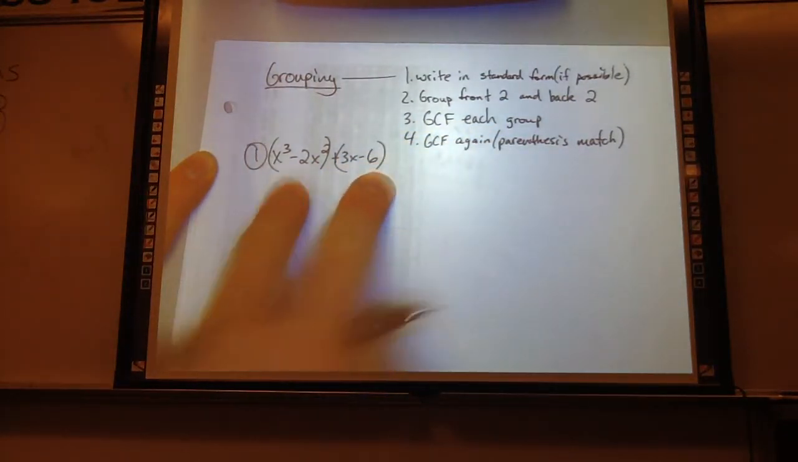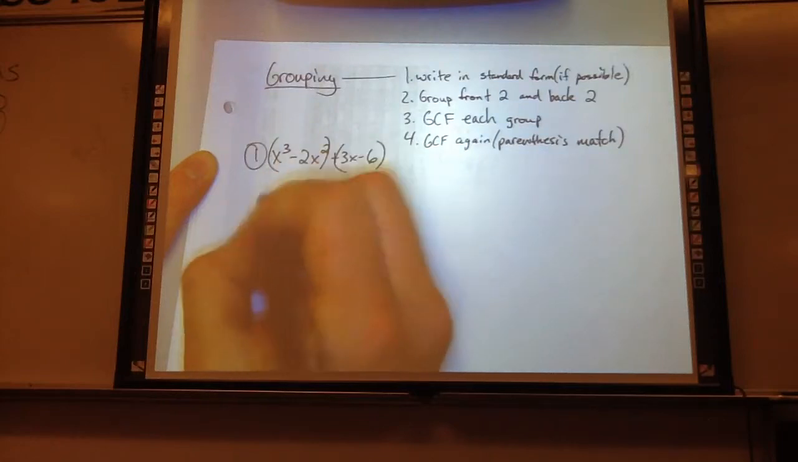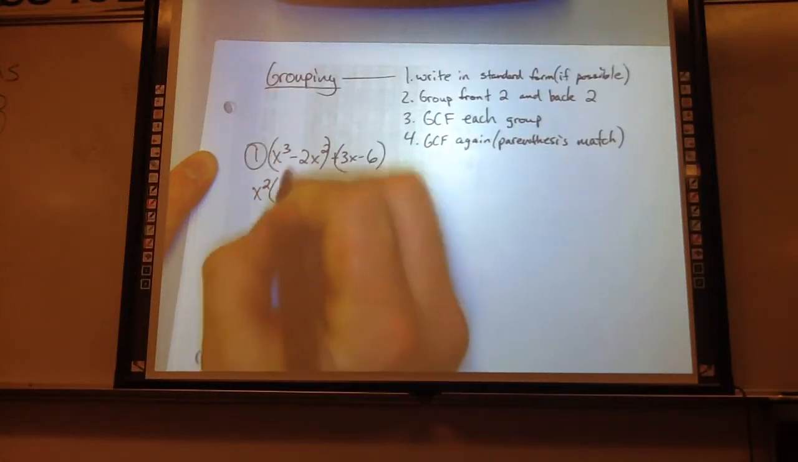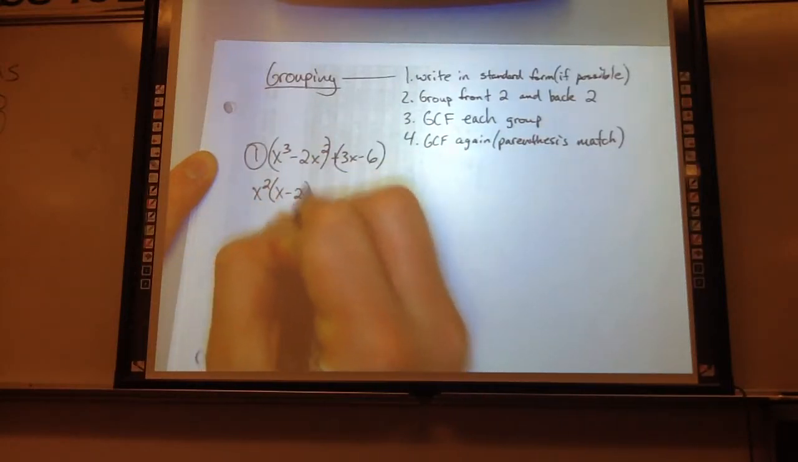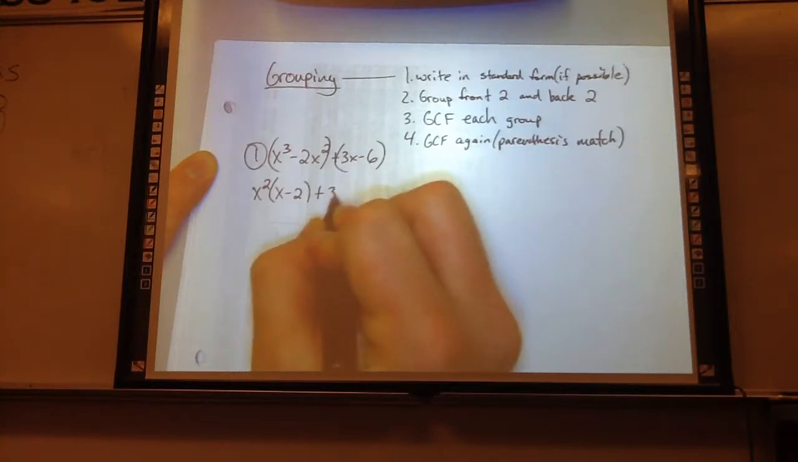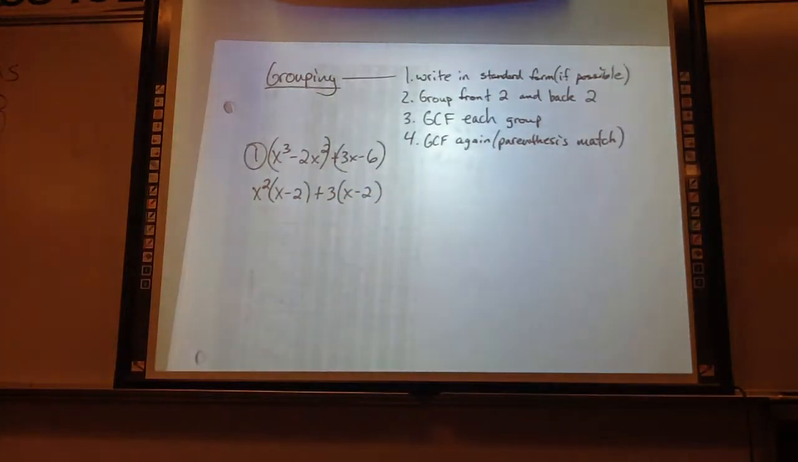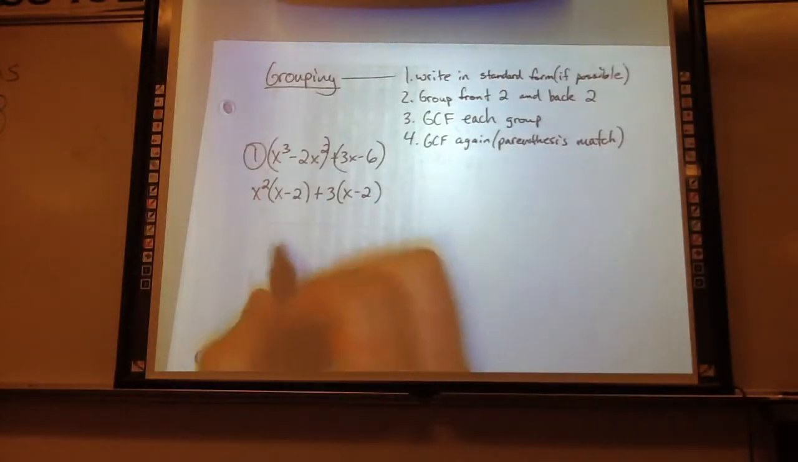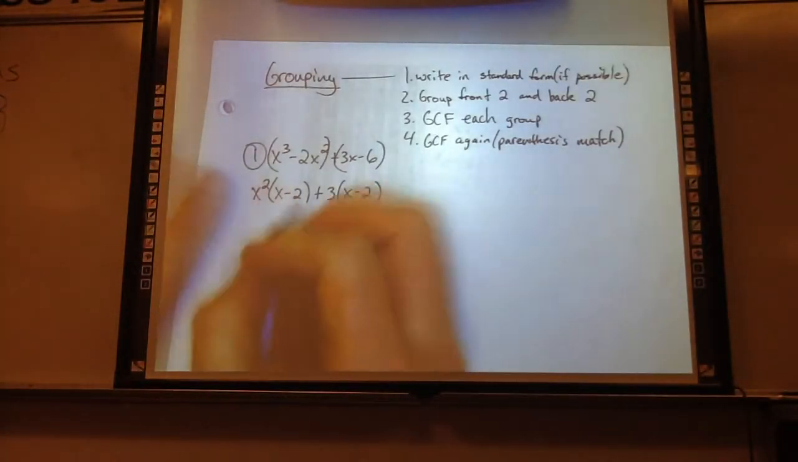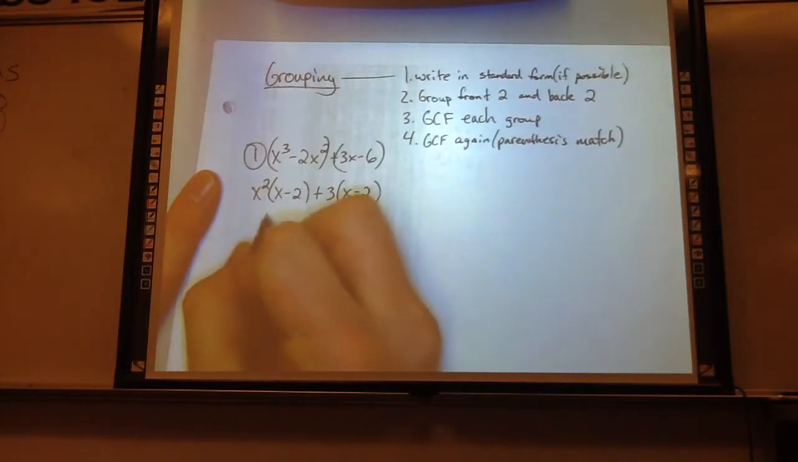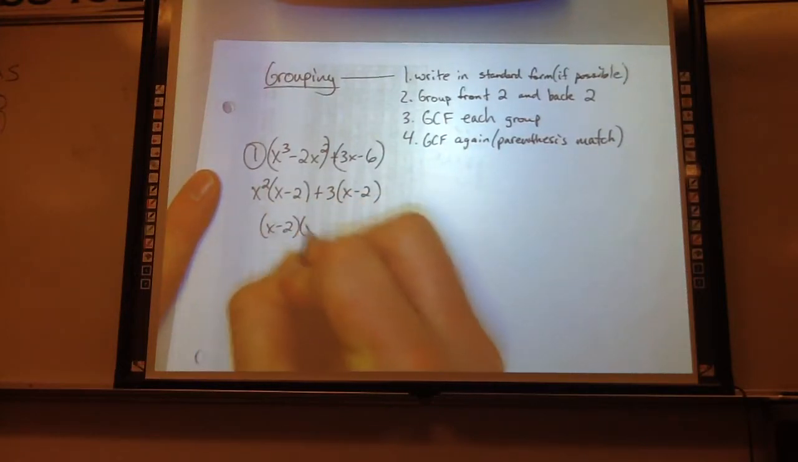GCF each group. What's this one? x squared. So x minus 2. And this one is plus 3. So x minus 2. That was step 3. Now GCF again. Because, hey, what do they have in common? This term and this term have x minus 2. And that'll leave me x squared plus 3.